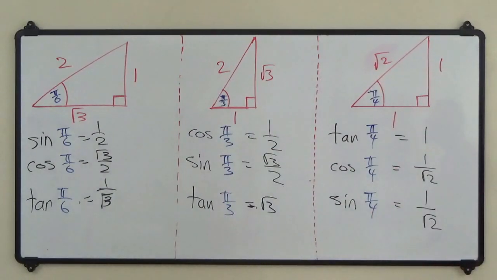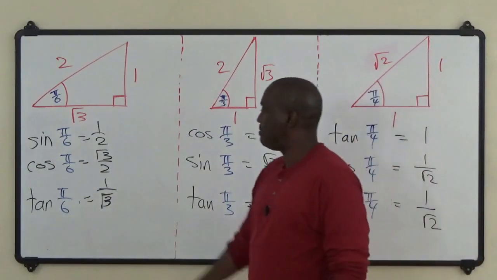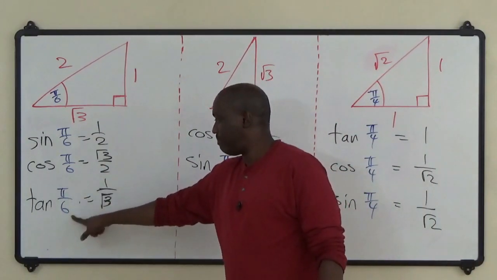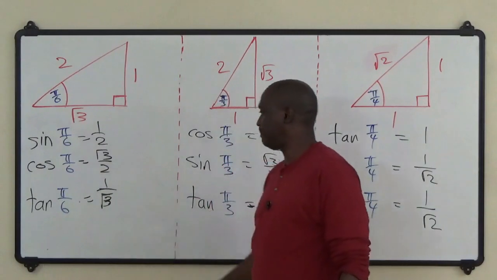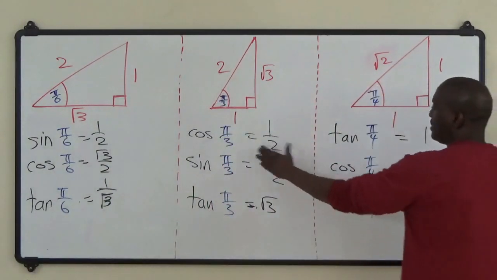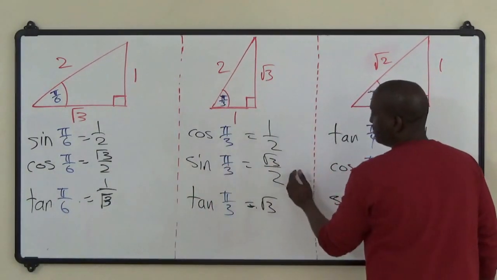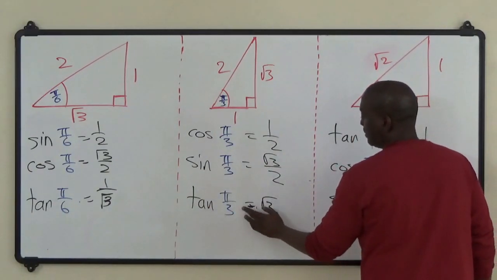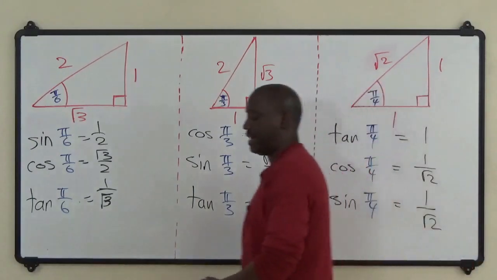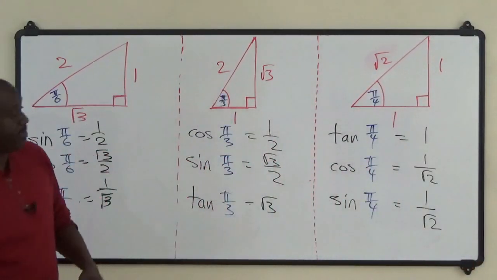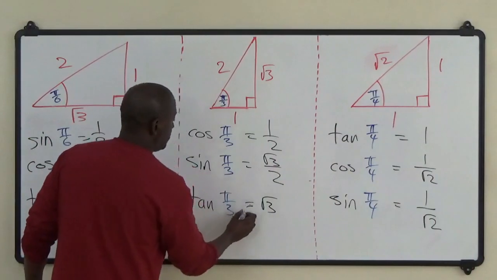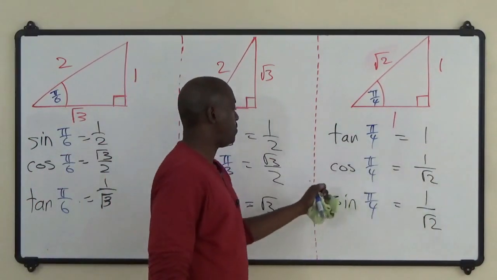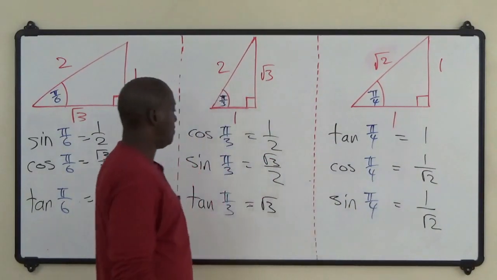So we can say that the sine of pi on 6 is a half, which means that the cosine of pi on 6 is root 3 over 2, and the tan of pi on 6 is 1 over root 3. The cosine of pi on 3 is a half. The sine of pi on 3 is root 3 over 2. The tan of pi on 3 is root 3. And of course, we do the same thing for pi on 4. Tan of pi on 4 is 1, cosine of pi on 4 is 1 over root 2, and sine of pi on 4 is 1 over root 2.